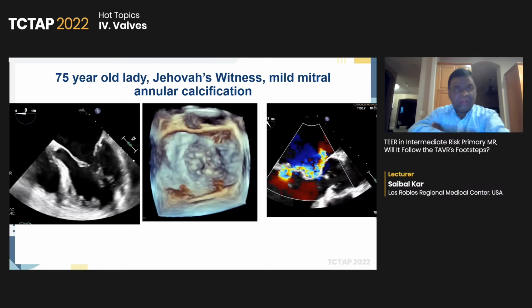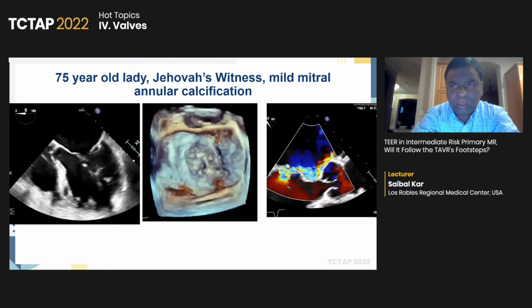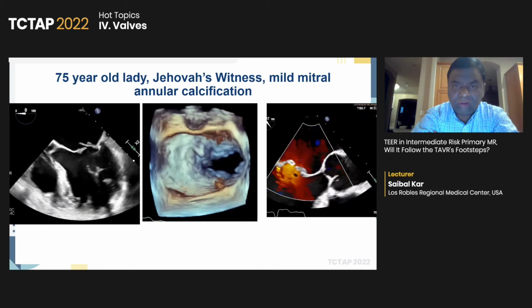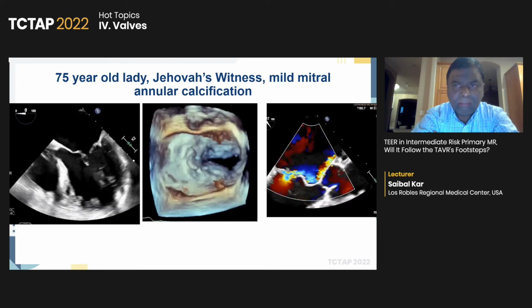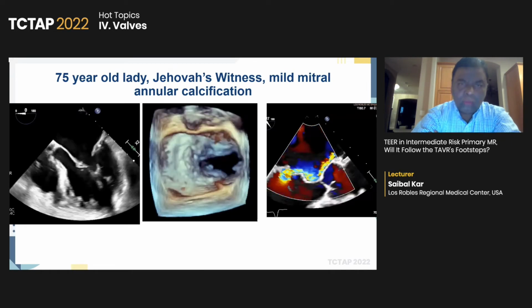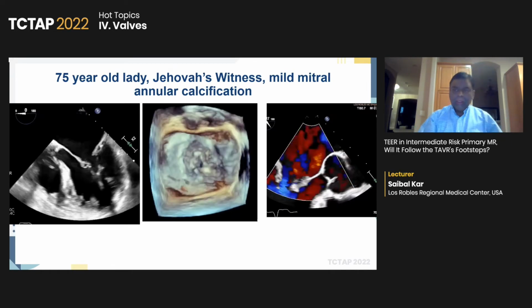So here's a patient who's 75 years old, a Jehovah's Witness with severe mitral regurgitation due to a flail P2 with mild mitral annular calcification. What would one do with this patient?